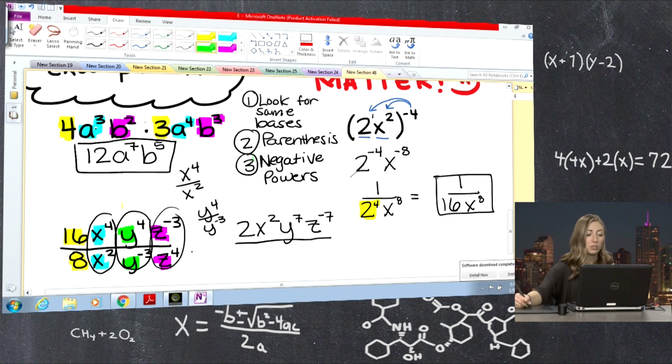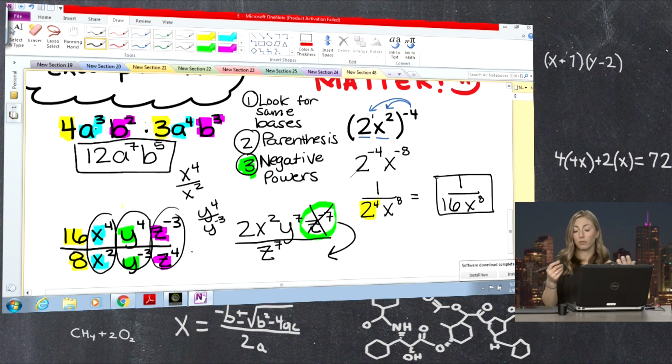Now we mentioned also that we cannot have negative powers. So this here, we are going to have to take over the line, change the sign. So it's going to move over the line down here, and we're going to change the sign to make it positive. So it's no longer up there. So we've dealt with our same bases, our parentheses, our negative powers. We've got it all taken care of.